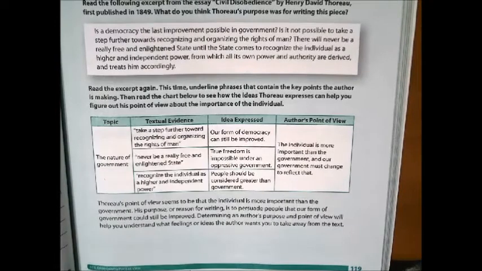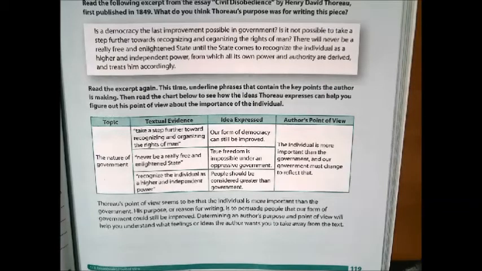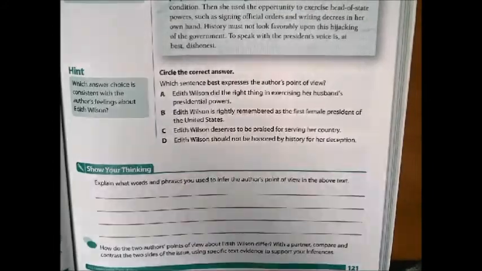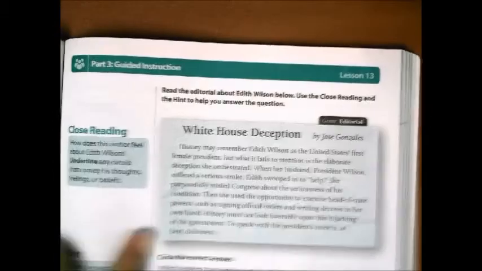So let's look at the bottom. It says, Thoreau's point of view seemed to be that an individual is more important than the government. His purpose or reason for writing is to persuade people that our form of government could still be improved. Determining the author's purpose and point of view will help you understand what feelings or ideas the author wants you to take away from a text. So let's go ahead and flip to the next page.